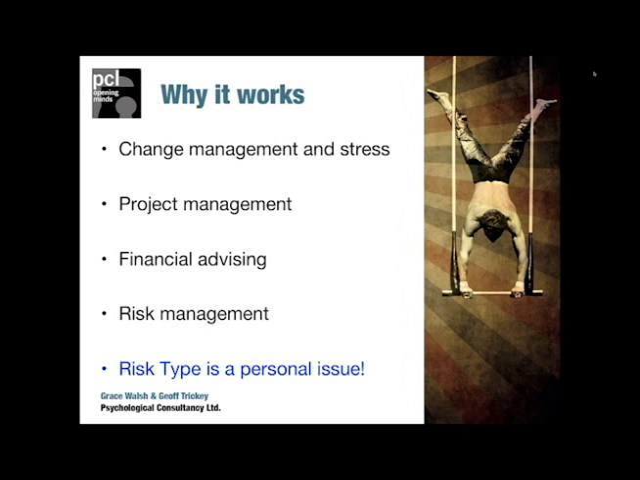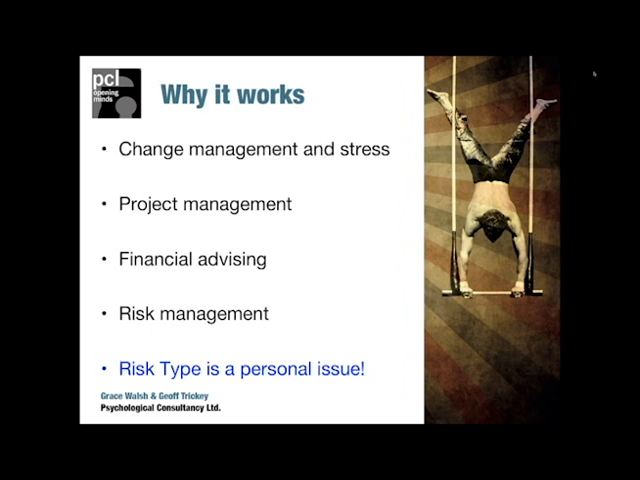So risk type finally is a personal issue. It's a personal issue to you and it's a personal issue to me. You need to understand what your propensity is and what that means in terms of how you relate to other people, how you deal with things, and why you don't see eye to eye with some other people who might do it in a different way. So for all of those sorts of reasons, we would say it works very well.